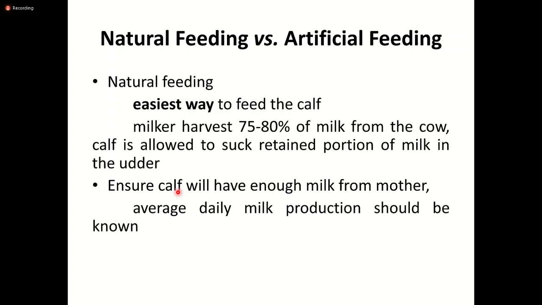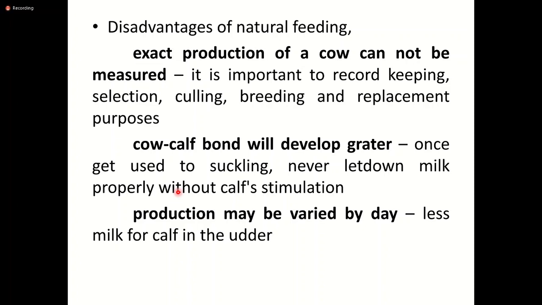Right? So what are the disadvantages? We discussed a little earlier that we do not know the exact production of milk from the mother cow, because we will not be harvesting the whole volume of milk from the mother cow. So that's the first thing, right? And we have to leave some milk to be consumed by the young calf, right? In addition, the cow-calf bond, the bond between the mother and the calf, will be stronger as long as we are letting them be together, right?